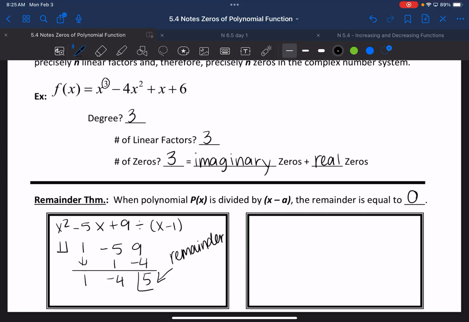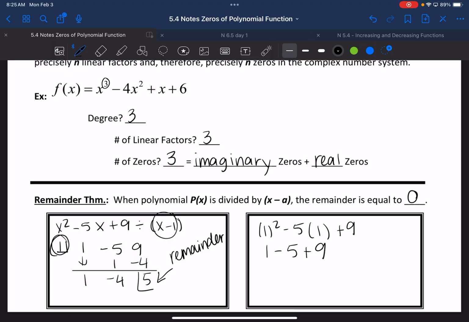Another way you can check is by simply taking your value and substituting it into the equation. So like you guys said, x minus 1 is actually the value of positive 1, right? So what I could do is just go and plug 1 in for all the x's. So I could have 1 squared minus 5 times 1 plus 9. Okay, so then this would be 1 minus 5 plus 9, right?